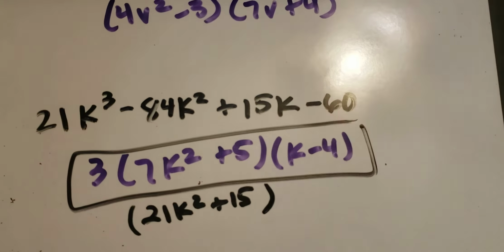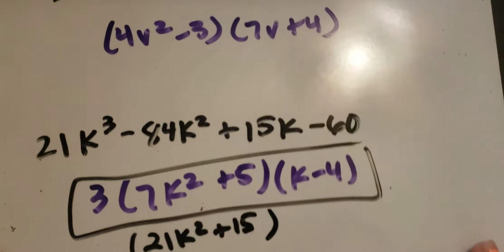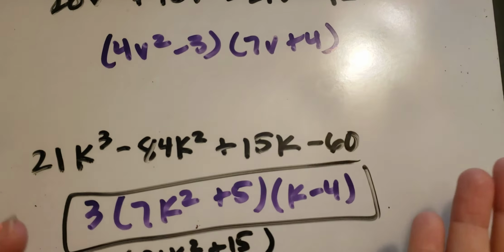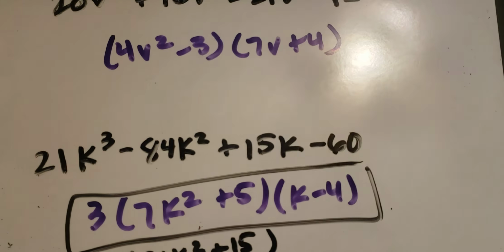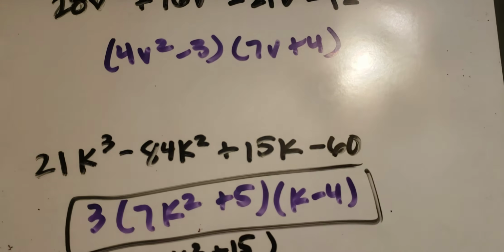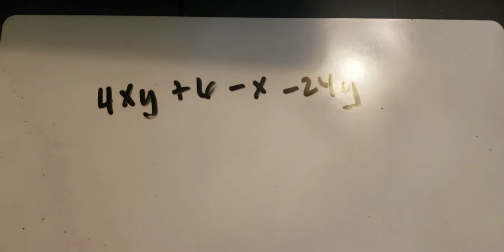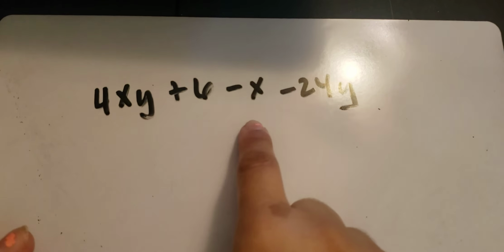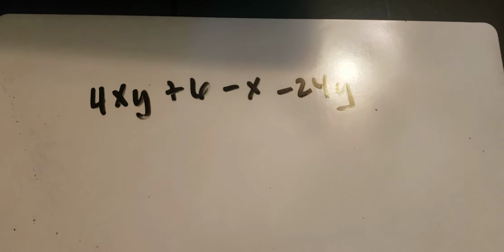If you didn't get any of these correct, or one correct and one wrong, come back in the chat and I can help you. If you did, then let's keep it moving. We're going to move on to the next part. For this next example, we have 4xy plus 6 minus x minus 24y.